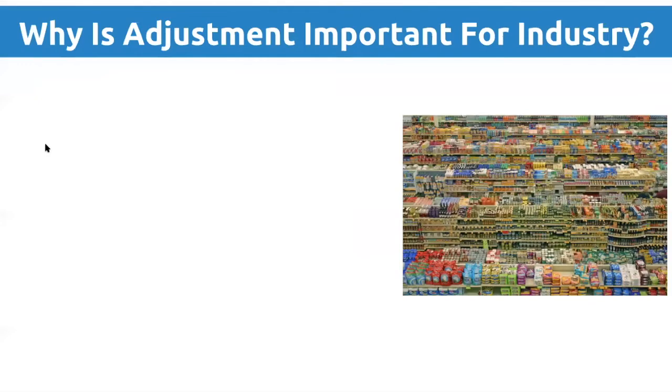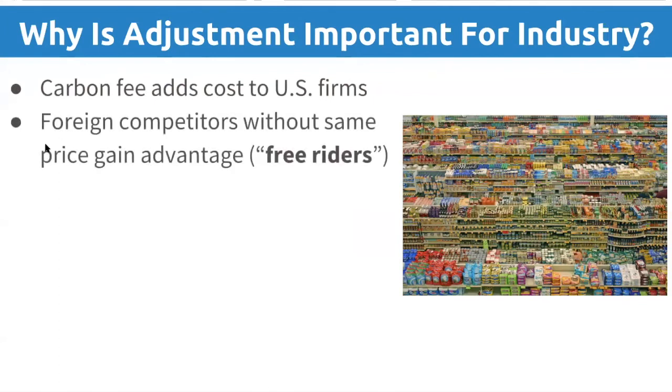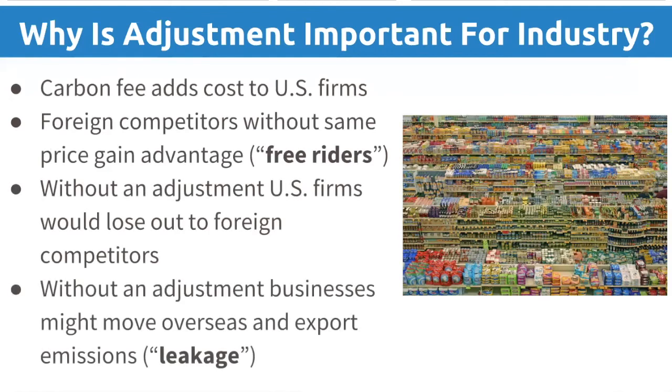Why make this adjustment? Because simply a carbon fee adds cost to U.S. firms. The consequence, U.S. firms lose market in both the U.S. and abroad and may move overseas, thereby exporting emissions, which is known as leakage in economic terms. Note that this is also a risk for subnational carbon tax programs, such as in U.S. states or regions.